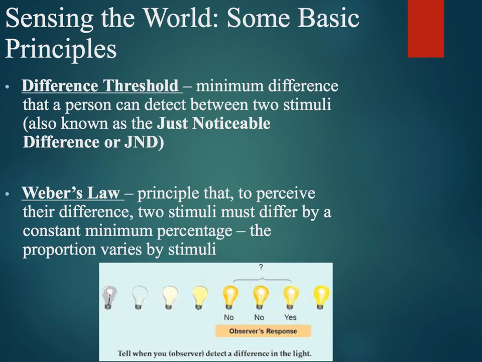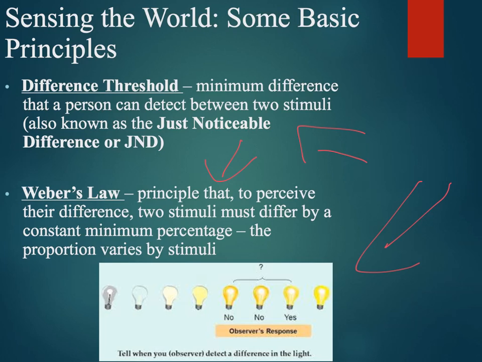All right, so how do you tell, look down here, how do you tell the difference between a really bright light and a really dim light? Well, we have the difference threshold. Another theory that applies to the difference threshold is Weber's law. And this is the principle that to perceive differences between two stimuli, those two stimuli must differ by a constant minimum percentage. The proportion varies by stimuli.